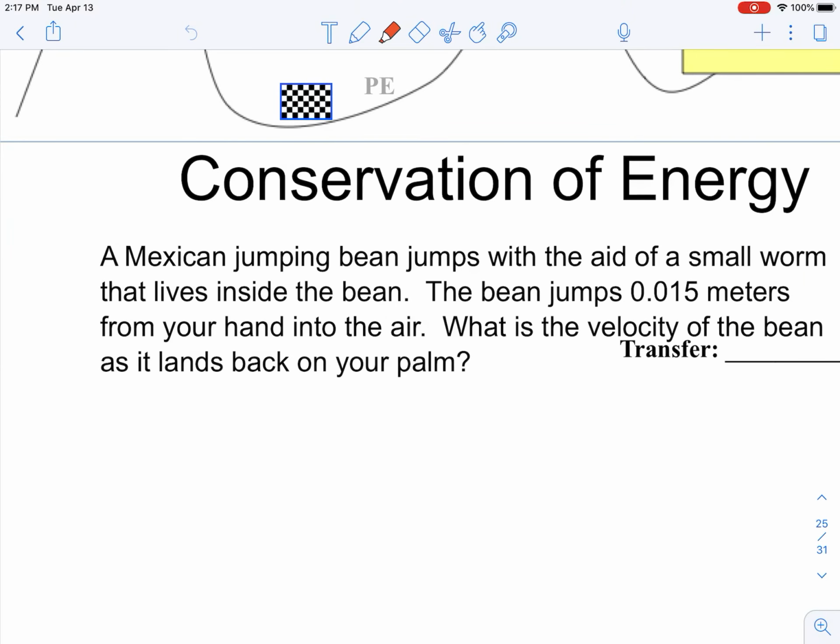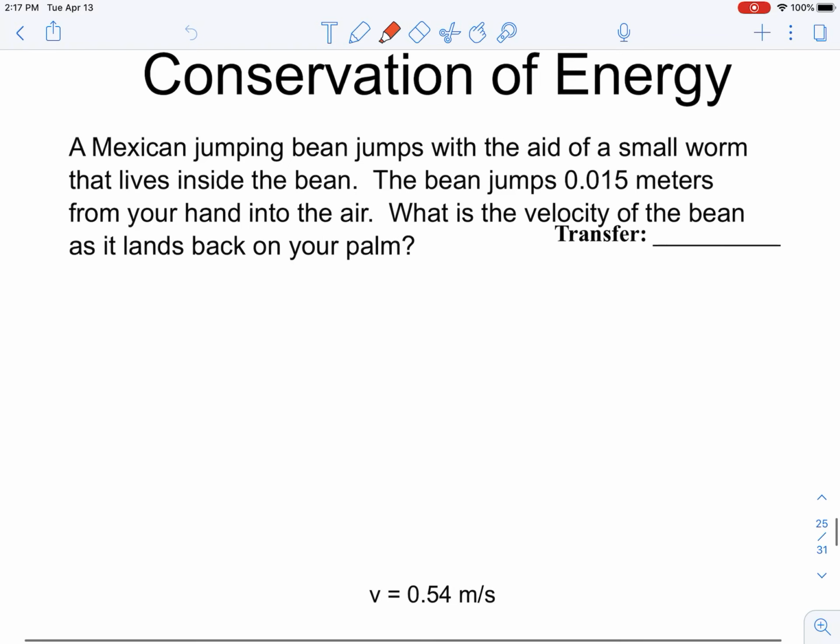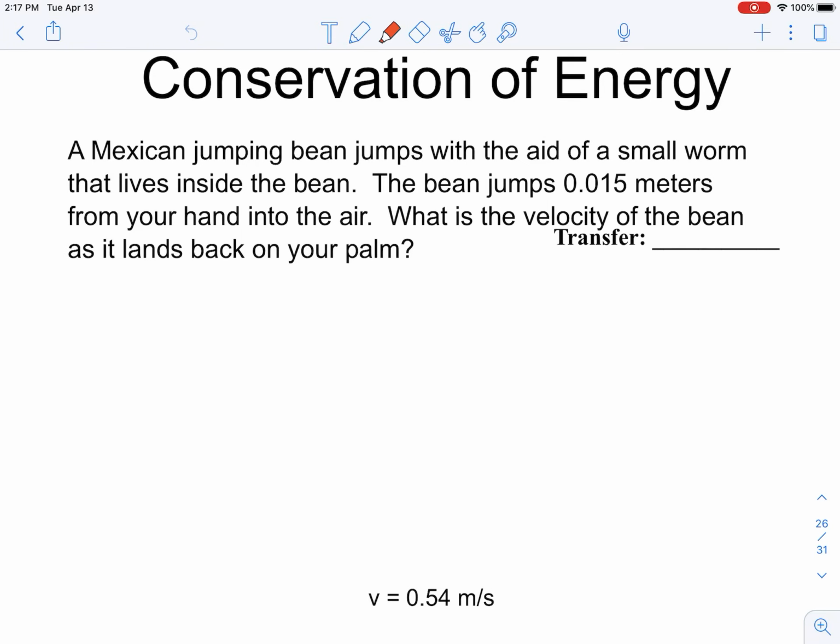Right, so we are going to take a moment to work this problem here. It says that we have a Mexican jumping bean, and it jumps with the aid of a small worm that lives inside of the bean. The bean jumps 0.015 meters from your hand into the air. What is the velocity of the bean as it lands back on your palm?